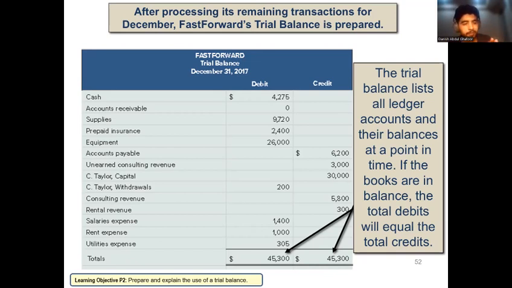So for the total, we can see debit is equal to credit. It means we have done everything well, because debit balance is equal to credit balance. It means we have recorded the entries correctly.